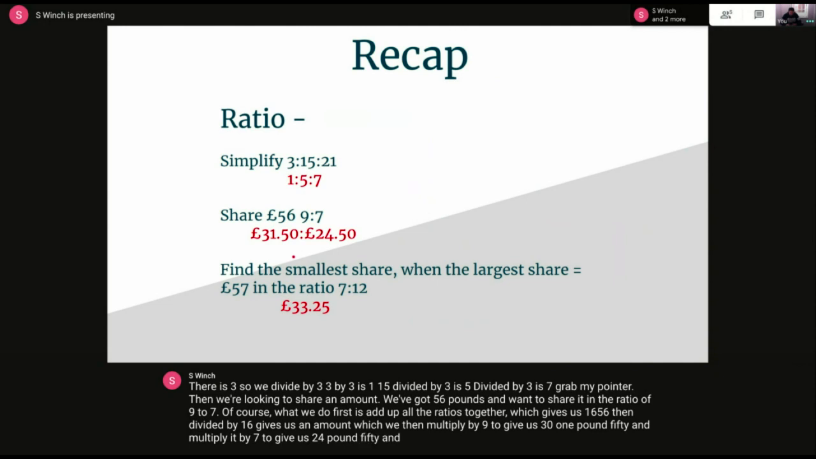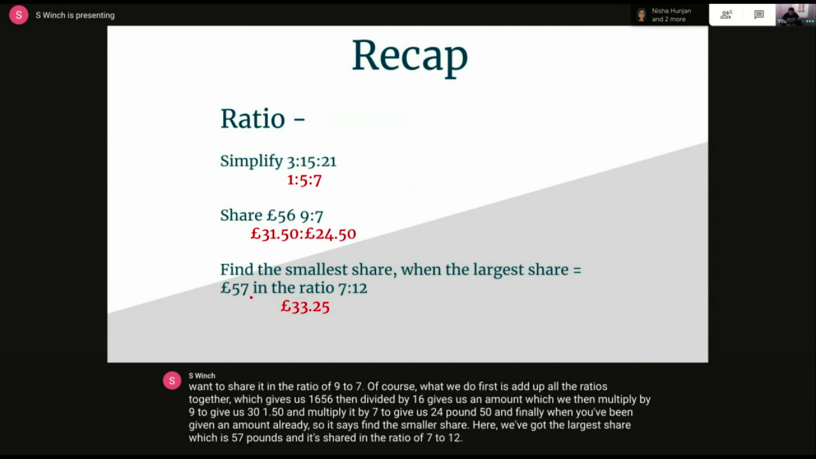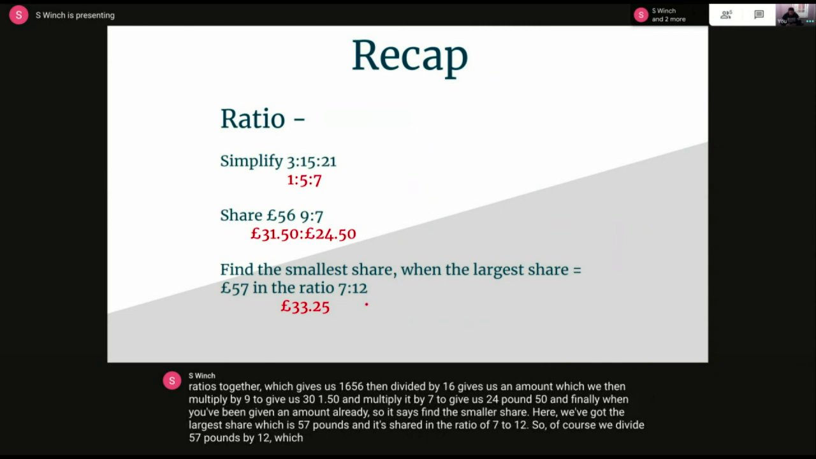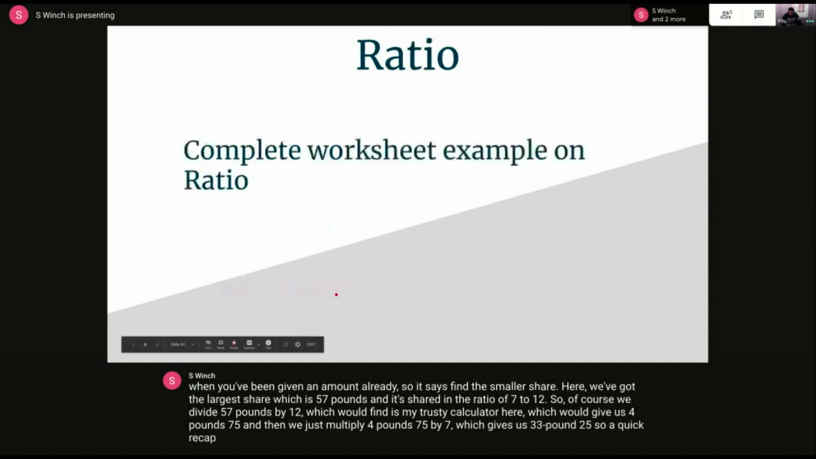And finally, when you've been given an amount already, so it says find the smallest share, we've got the largest share, which is £57, and it's shared in the ratio of 7 to 12. So of course we divide £57 by 12, which, using my trusty calculator here, gives us £4.75, and then we multiply £4.75 by 7, which gives us £33.25. So a quick recap on ratio, and I'm going to give you a couple of questions as well.